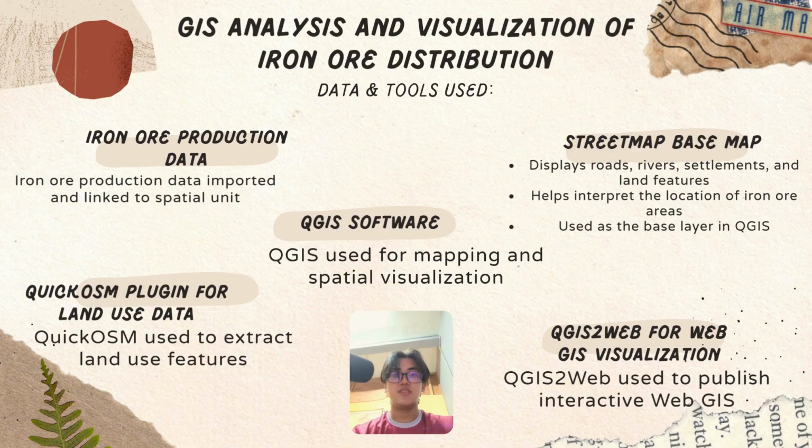Finally, QGIS 12 was used to publish the result as an interactive web GIS. This allows users to zoom, click, and explore iron ore distribution and land use information interactively, making the data more accessible and useful for decision making.